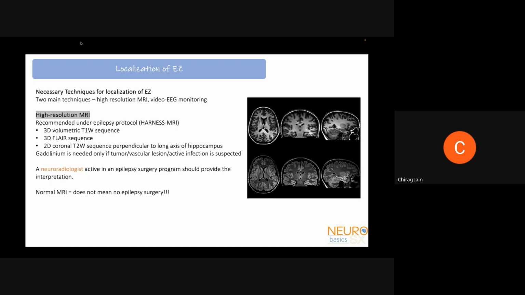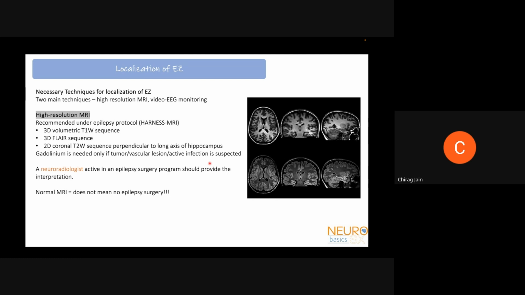Contrast MRI is only indicated if you're suspecting there is a particular tumor, a vascular lesion, or an active infection in this patient. It is also very important that this MRI is interpreted by a neuroradiologist who is active in an epilepsy program, because it has been found that if a neuroradiologist who's active in an epilepsy program interprets the MRI, the sensitivity is a lot higher than a normal standard neuroradiologist interpreting these MRIs.